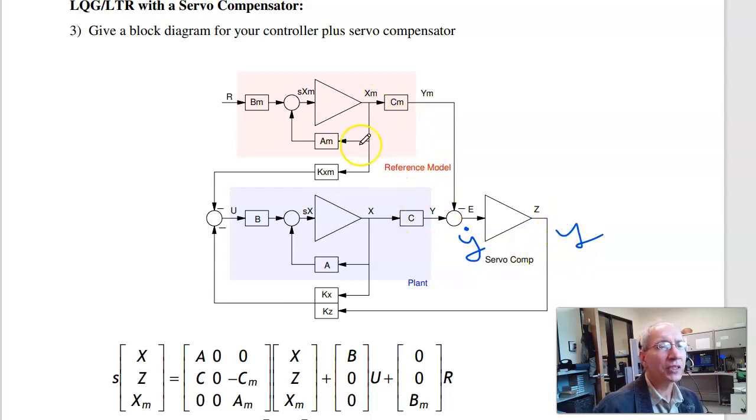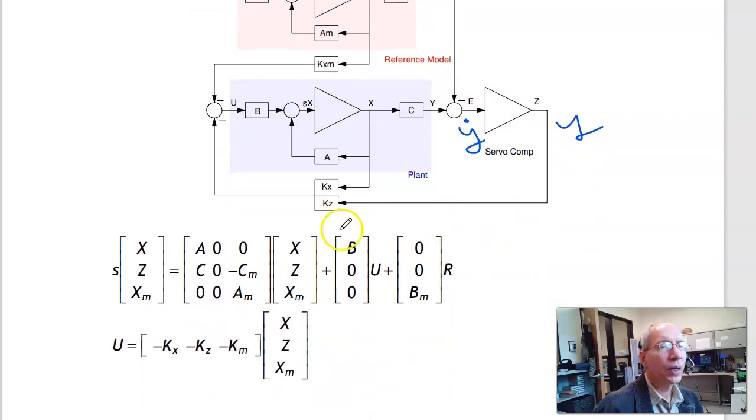So here's the augmented system, the plant, reference model, servo compensator. Putting that in state space, here's my plant, servo compensator, reference model, the dynamics, the A matrix, B matrix, B with respect to R, B with respect to U. Here's my input. When I find my full state feedback gains, that'll be Kx, Kz, Km.